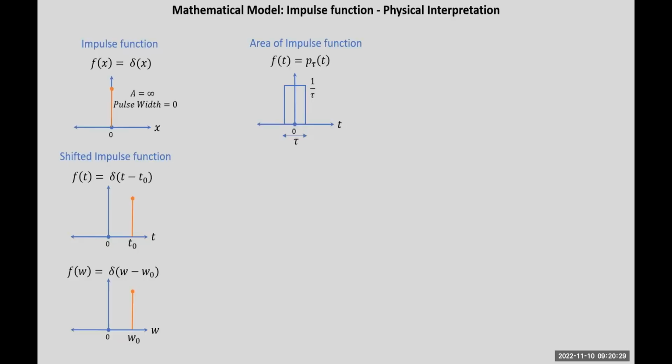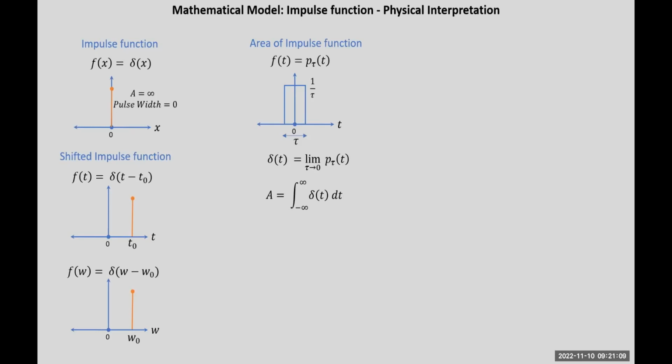Now, when you make tau 0, then automatically 1 by tau will become infinite. So we can define the impulse function with the help of a rectangular pulse under a limiting case such that the pulse width tends to 0. And one can visualize that when the pulse width becomes very small, the amplitude will become infinite and it will converge to a function known as the impulse function.